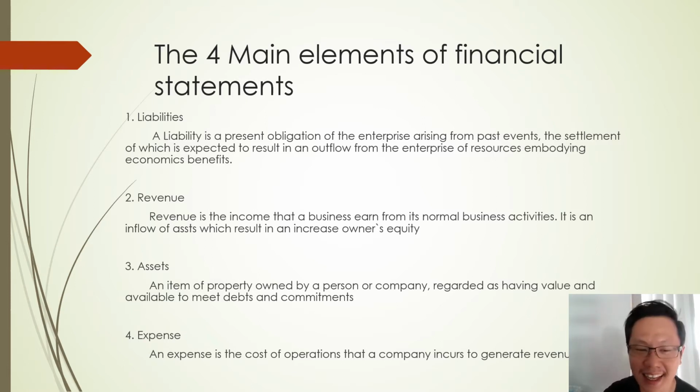Number 3, asset. An item of property owned by a person or company regarded as having value and available to meet debts and commitments. Number 4, expense. An expense is the cost of operation that a company incurs to generate revenue.